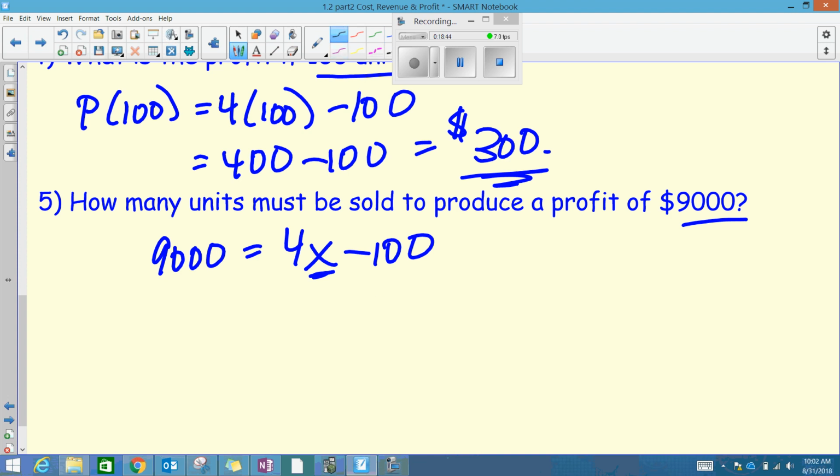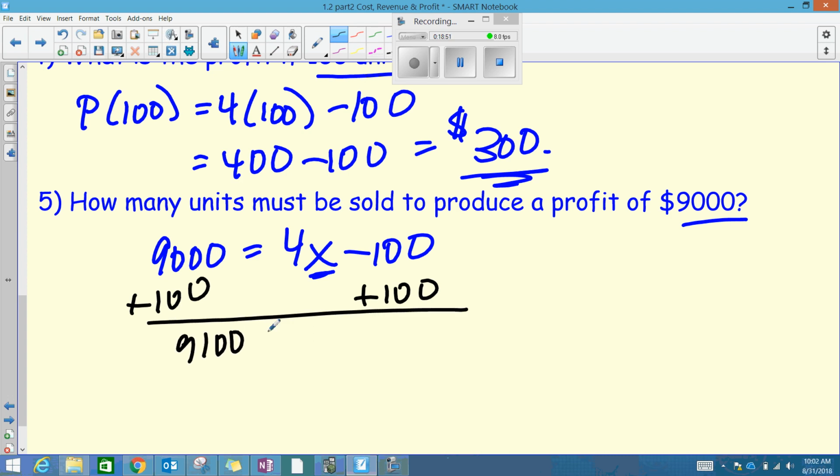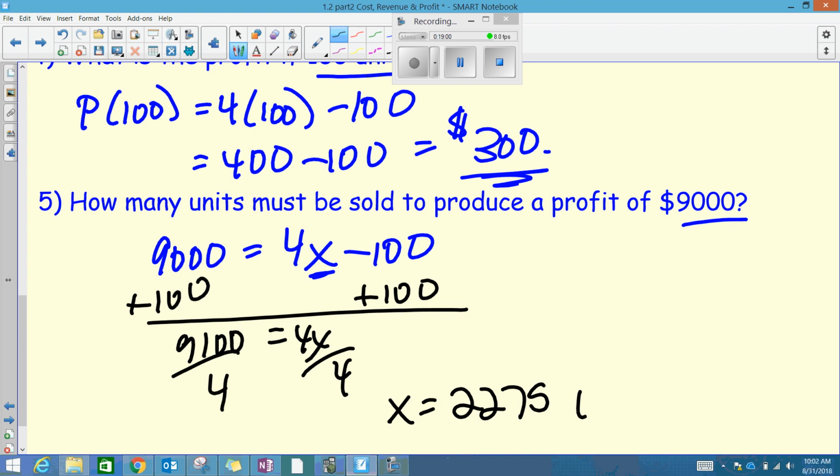So we add 100. So we get 9100 equals 4x. Divide by 4. And we get x equals 2275. So if we need to make $9,000, so let's say we have to pay rent or have to pay something, we need $9,000, we have to sell 2,275 units. Okay?